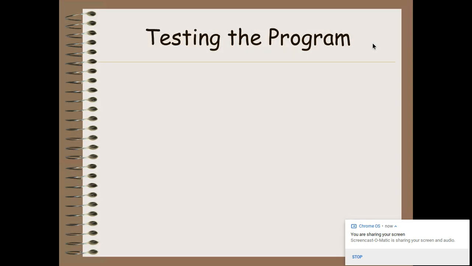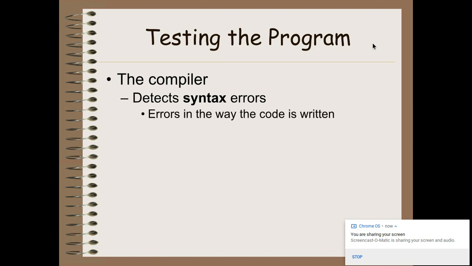Once you've written your code, you're going to test it to make sure it works properly. The first step of doing this is using what's called a compiler. This is a program in the computer that is going to check your code for syntax errors. A syntax error is an error in the way the code is written. So I've misspelled something, or I'm missing a bracket or a semicolon, or I'm trying to use a variable that I haven't created yet. These are all errors in the way that code's written. It prevents the code from running at all.